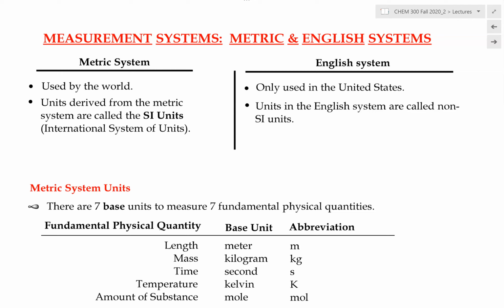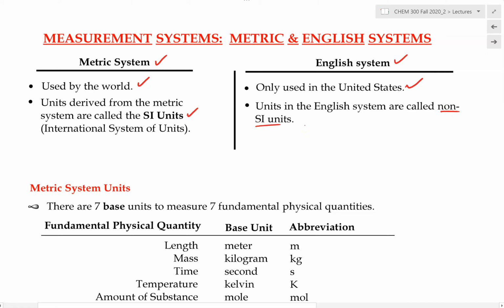So let's get started. First one, there are two measurement systems that are out there. One is called the metric system, and the other one is called the English system. So the metric system is the measurement system that is used by the entire world, and the units derived from the metric system are then called the SI units. And this SI right here stands for International System. And here in the US, we use the English system. So this is only used in the USA. And the units in the English system are then called the non-SI units.